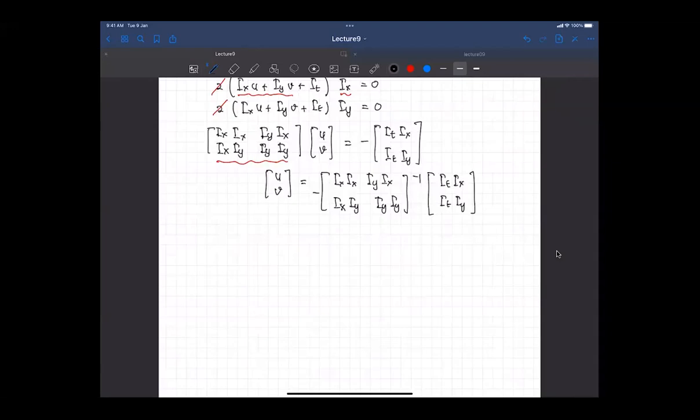Exactly. Is it invertible? Right? The next question is, is it invertible? What do you think? Is it or not?